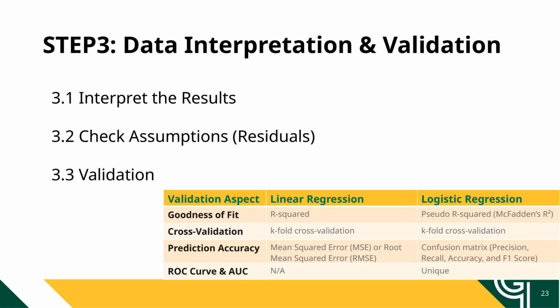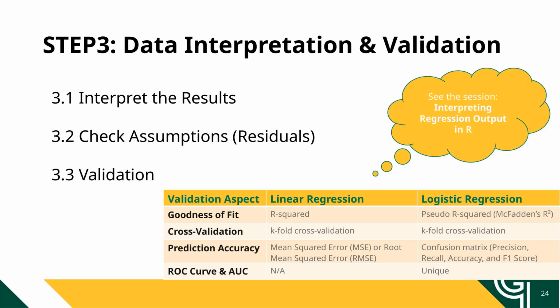The receiver operating characteristic, ROC, curve and area under the curve, AUC, are unique to logistic regression and assess model performance in binary classification. Check details in interpreting regression output in R.